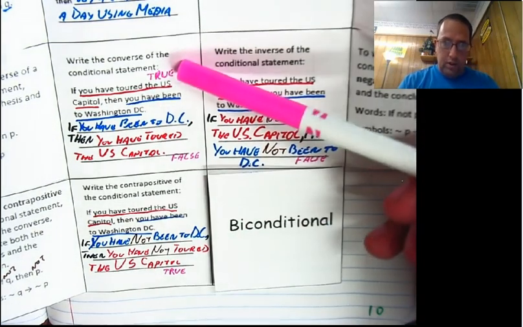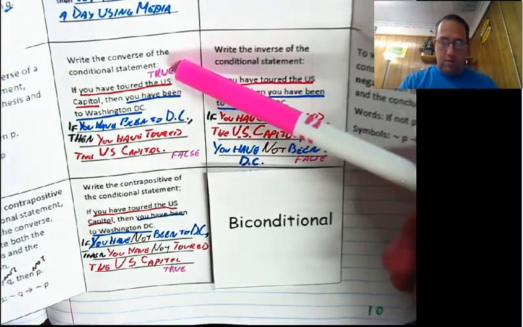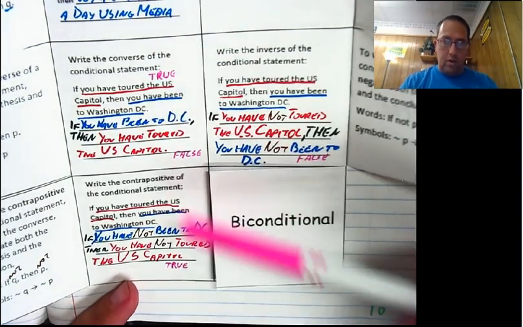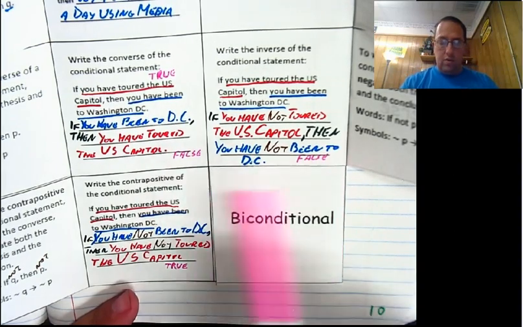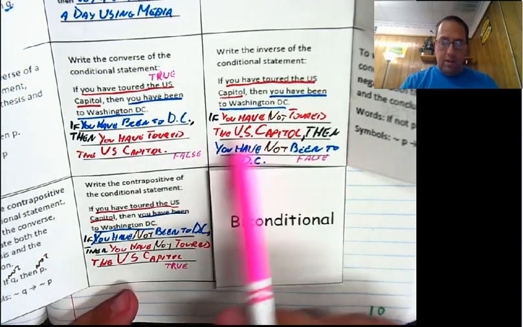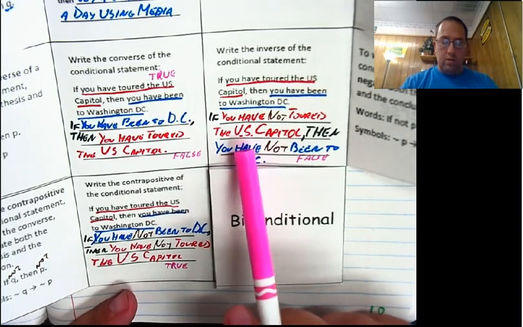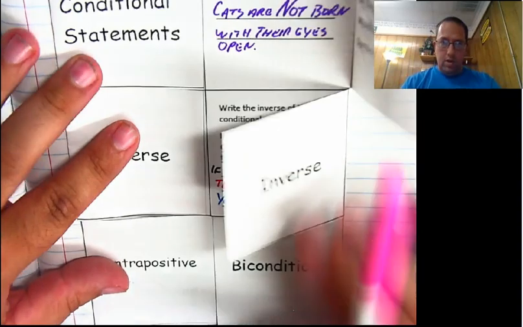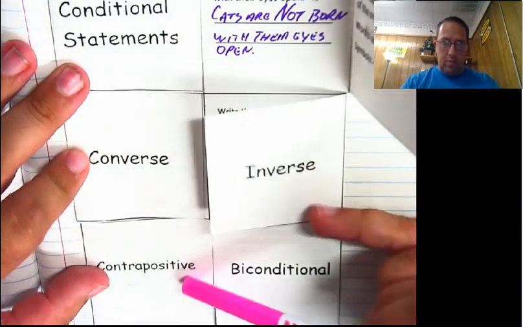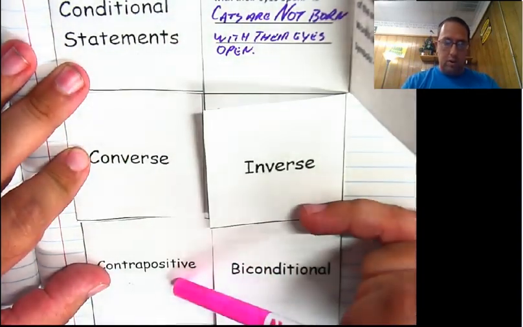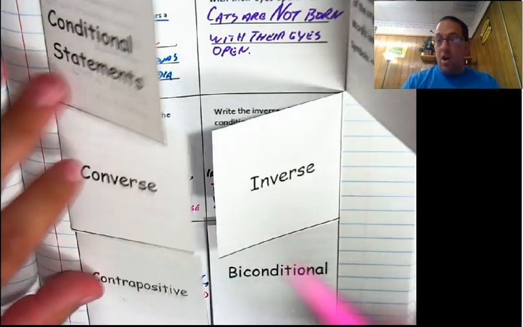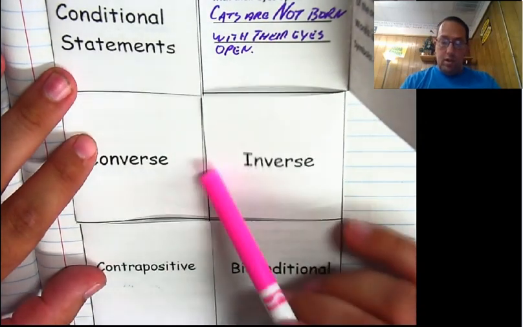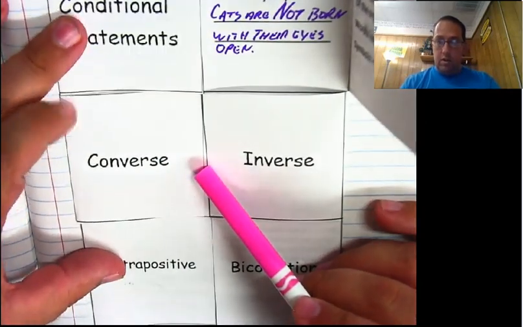Now, one thing I do want to point out to you. Notice, the original conditional statement and the contrapositive are both true. The converse and the inverse are both false. These two will always agree. These two will always agree. So the conditional statement will always match the contrapositive. Those two always agree. And these two always agree. Every time.